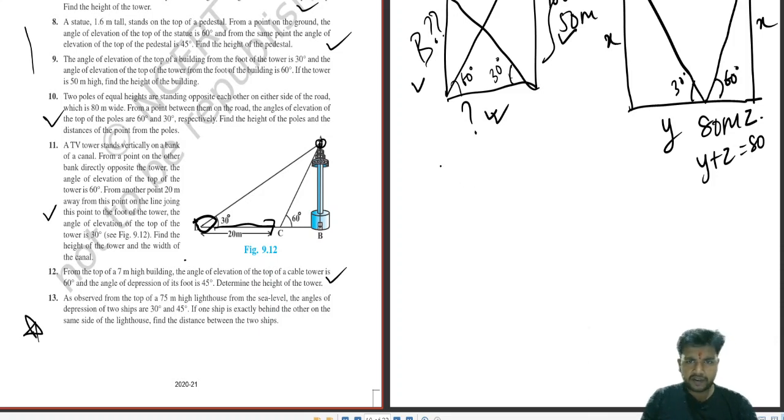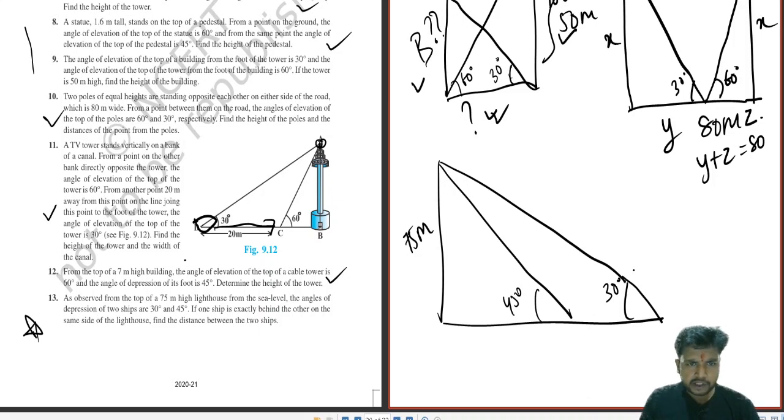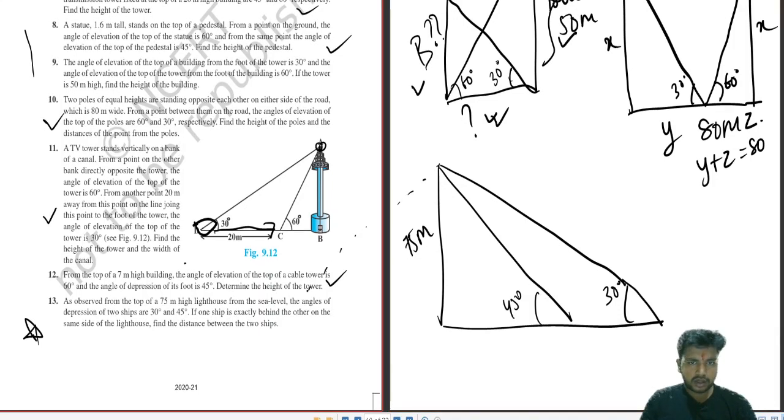As observed from a 75 meter high lighthouse from the sea level, the angles of depression of two ships are 30 degrees and 45 degrees. So the common sense of the angles will come from yourself. That is, this will be 45 degrees and this will be 30 degrees. If one ship is exactly behind the other on the same side of the lighthouse, so my diagram is also correct. If it would be on the other side, the diagram would come from here. Okay, remember that. Find the distance between the two ships.